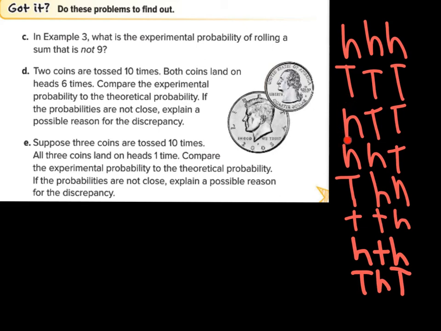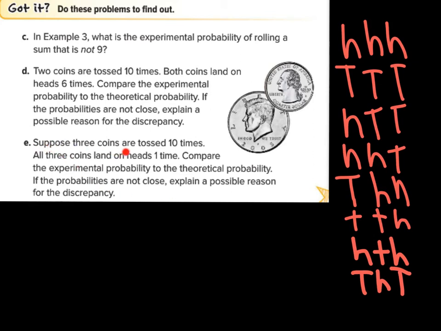The first one could be head, and then the next 2 tails. The first 2 could be head, the last one tail. The first one could be tail, the next 2 head, or tail, head, tail, and so on. So we have 1, 2, 3, 4, 5, 6, 7, 8. 8 possibilities. So just by including 1 coin, we've added double the number of possibilities.